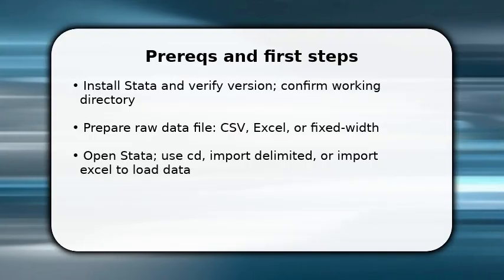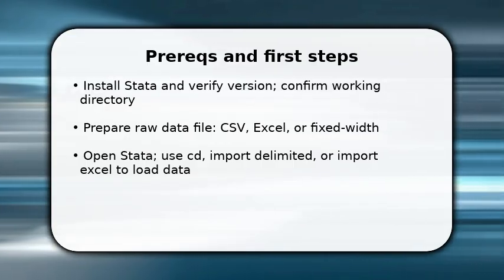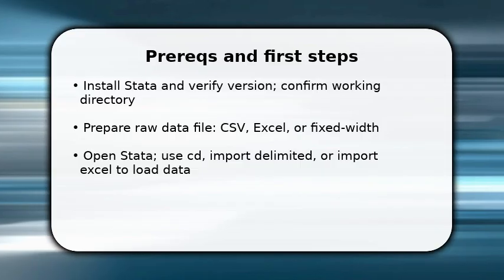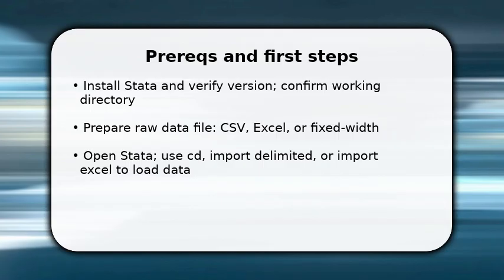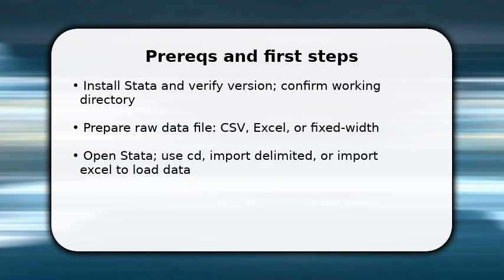You need the basics configured, so start by setting your working folder and confirming Stata version. Next, inspect the raw file quickly, CSV or Excel, and note delimiter and header rows. Now run CD to that folder, then import delimited or import Excel to bring data in. Once loaded, browse for obvious problems and use describe to check variable types. This gets you into the data immediately and prevents wasted time later when you begin coding variables.